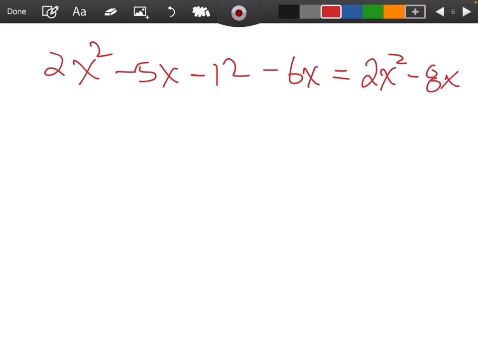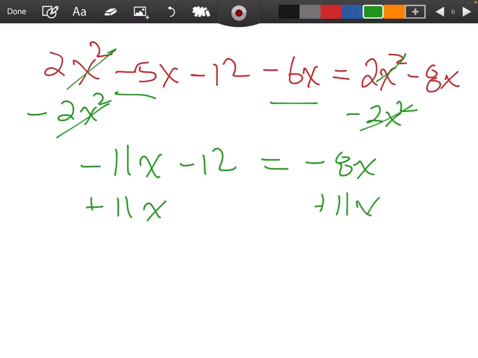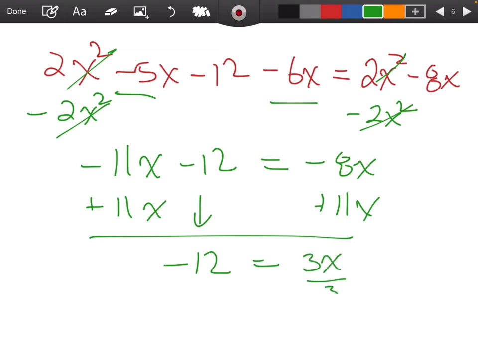Perfect. Now, y'all, we can go ahead and start to get rid of some things. So let's go ahead and get rid of our 2x squareds. Okay, so those are going to cancel. Let's see, minus 5 minus 6, y'all, that should give me a minus 11x. Minus 12 equals a negative 8x. If we add 11x to both sides, let's see, we're going to have a minus 12. Minus 8 and plus 11 should be a 3x. So when we divide everything by 3, y'all, we should come up with x is equal to negative 4, okay?